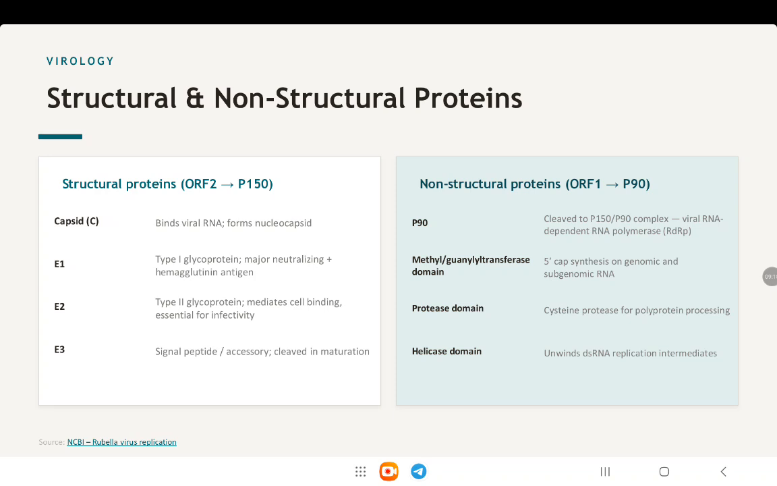The other enzymes included in the non-structural proteins help to make an RNA cap, cut viral protein into its active form, and unwind RNA during replication, so that the structural proteins build the virus and the non-structural proteins help the virus to multiply.